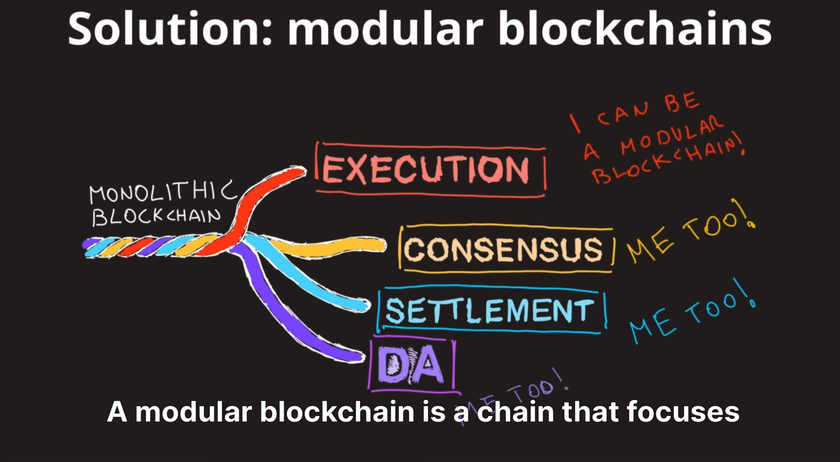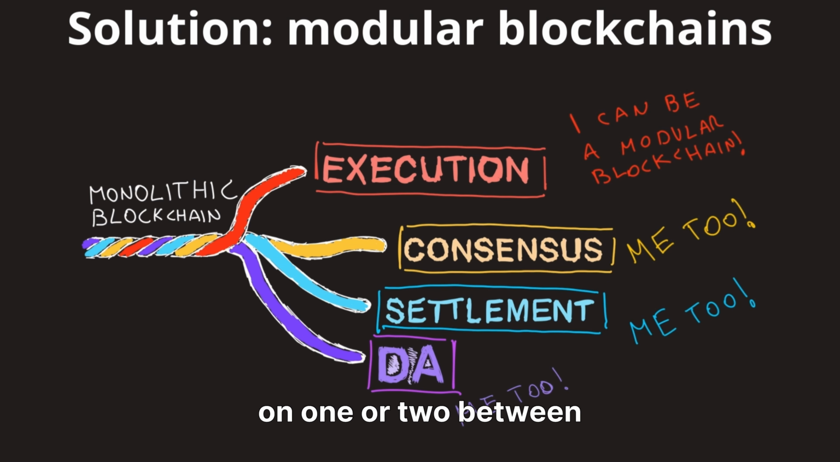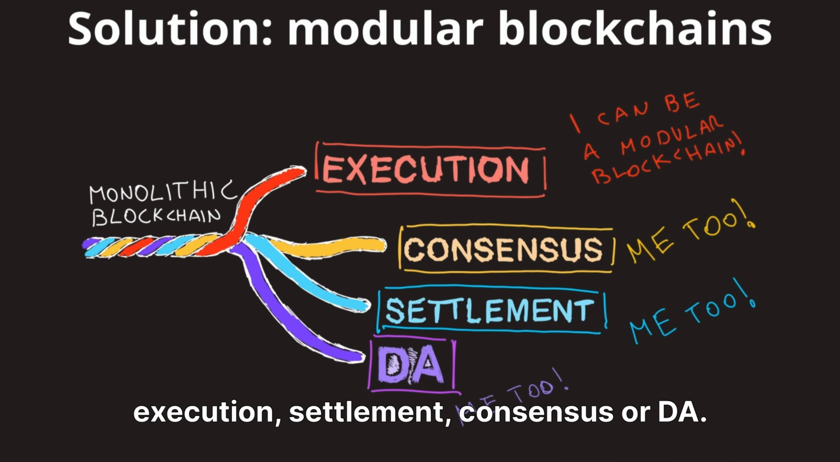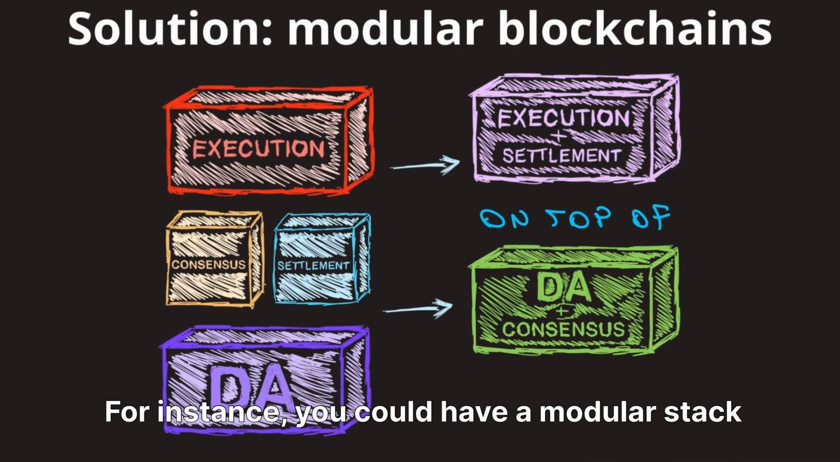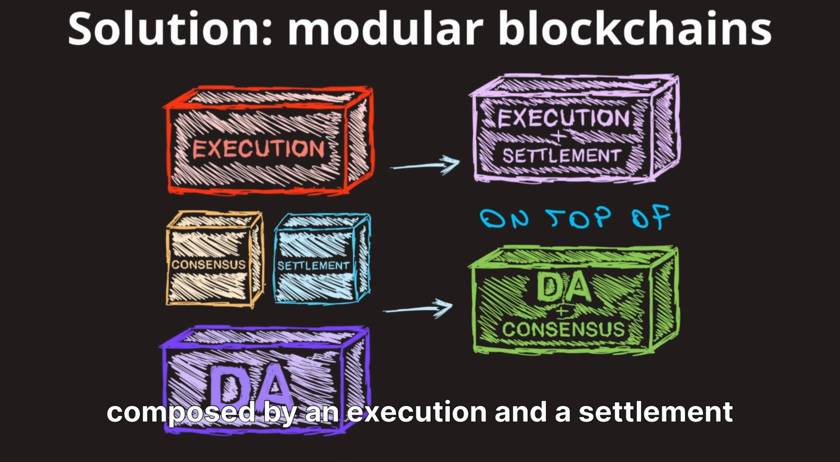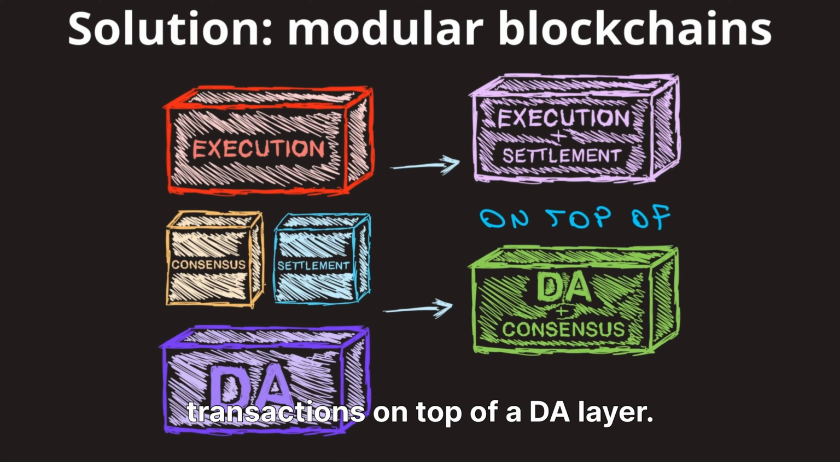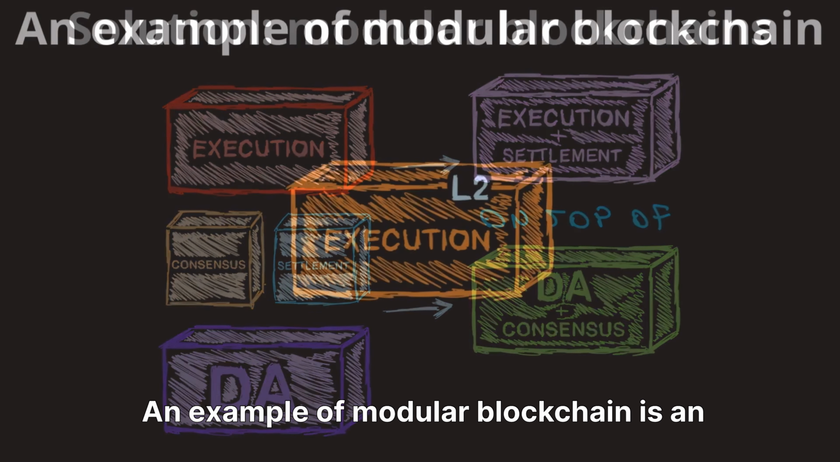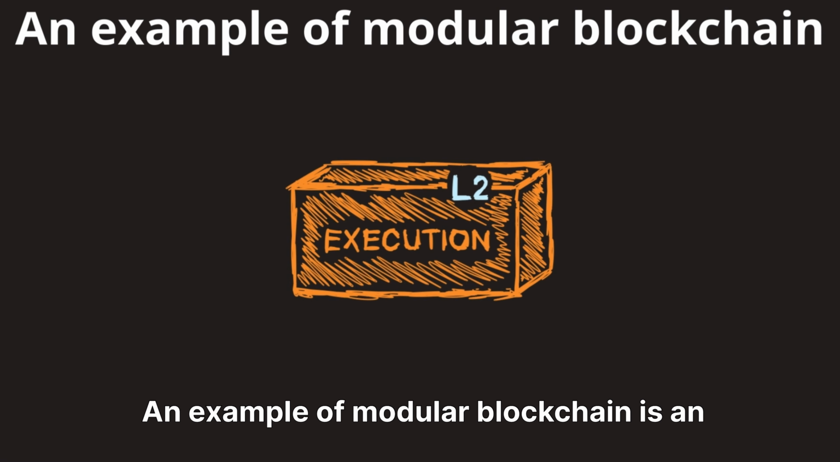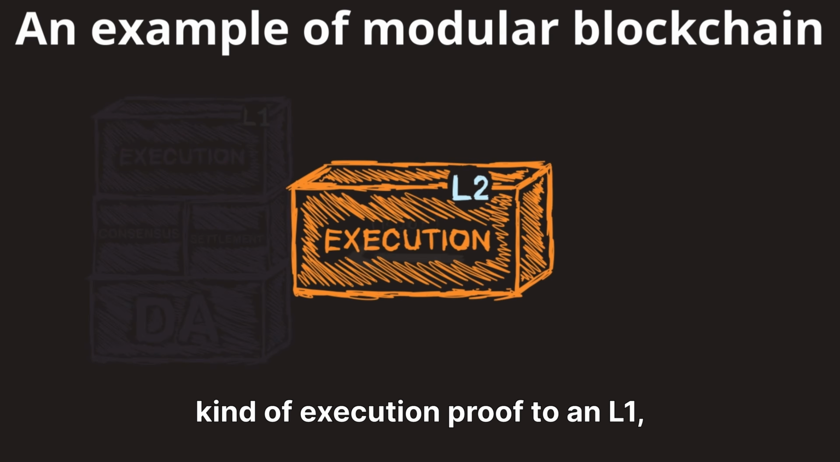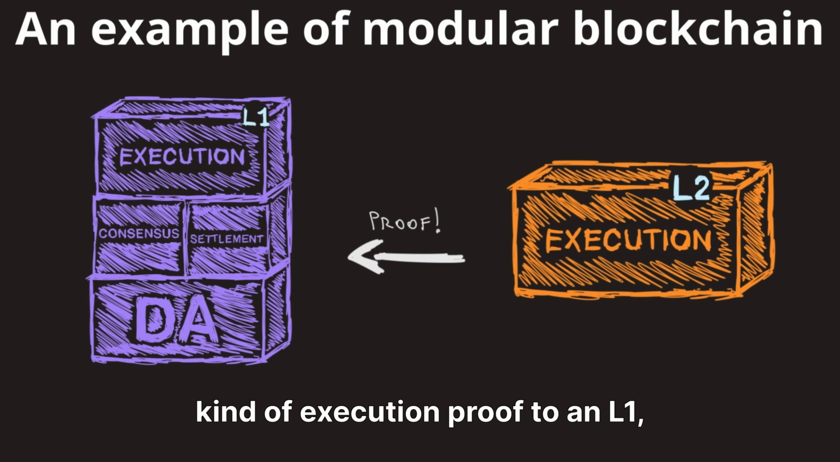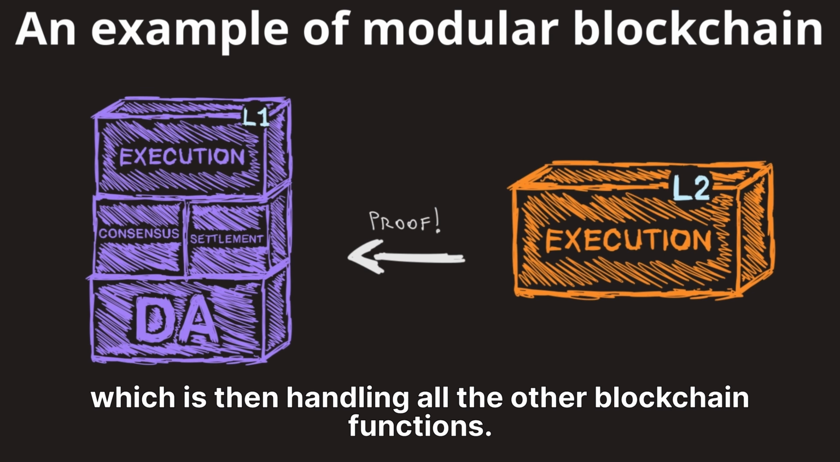A modular blockchain is a chain that focuses on one or two between execution, settlement, consensus, or DA. For instance, you could have a modular stack composed of an execution and a settlement rollup taking care of executing and validating transactions on top of a DA layer. An example of a modular blockchain is an execution layer, like an L2 rollup, posting some kind of execution proof to an L1, which is then handling all the other blockchain functions.